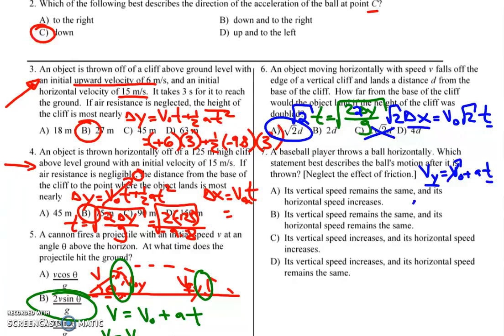And then in the horizontal, since A is 0 in the horizontal, then V is equal to V naught plus At, and A is 0. So the initial velocity and the final velocity in the horizontal is going to be the same. So we're looking for vertical speed increasing and horizontal speed remaining the same. And that's our choice D.